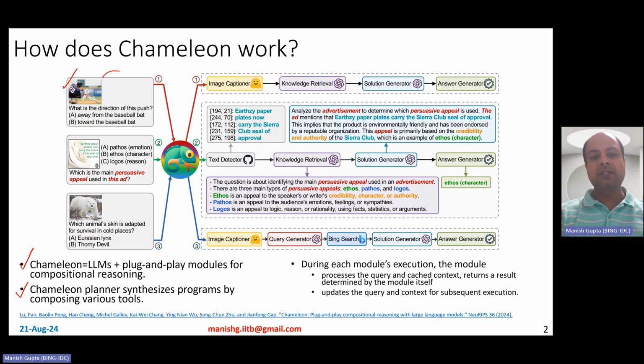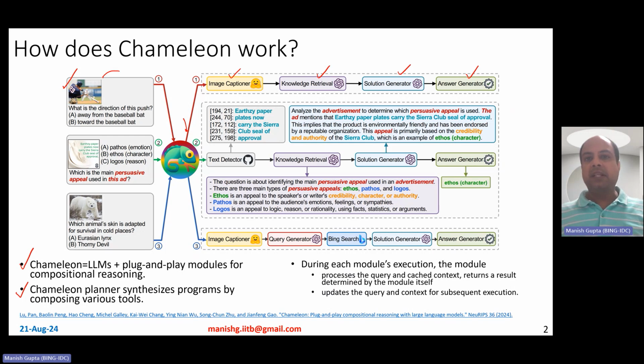And the planner sort of decides that, hey, it is a good idea to use these kinds of tools: image captioner, knowledge retrieval, solution generator, and then finally come up with the answer. The image captioner, of course, is going to take the image and generate a good caption. Knowledge retrieval is basically going to find other similar knowledge pieces from some corpus. So, for example, figuring out what is baseball bat and what is push and so on, right?